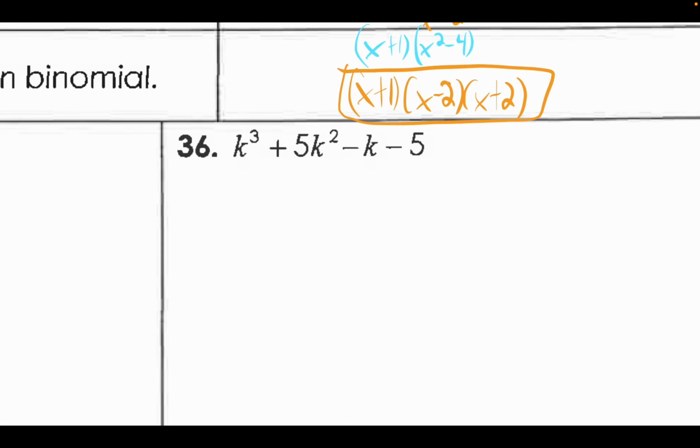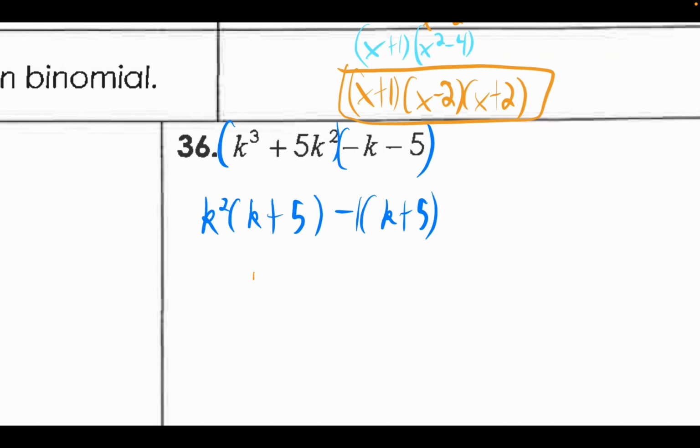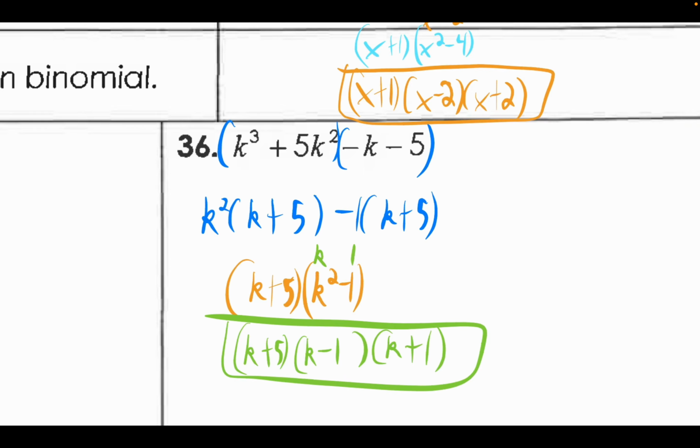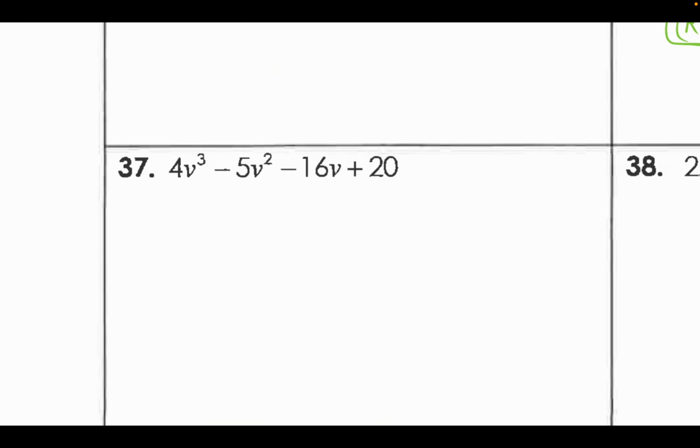36, group the first two, group the last two, and start factoring GCFs. We have k squared, which leaves k plus 5, and we have minus 1, which leaves k plus 5. So those match, become one factor, and k squared minus 1 is our other factor, which is a difference of two squares, k times k and 1 times 1. So k plus 5 remains unchanged, and so we rewrite it. And k squared minus 1 becomes k minus 1 and k plus 1. And we're done.